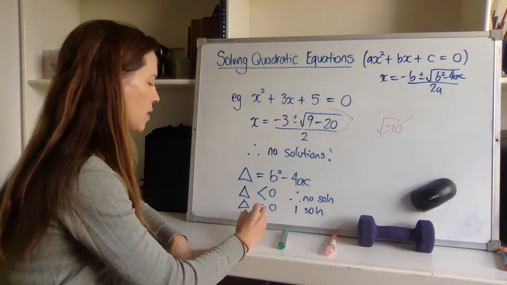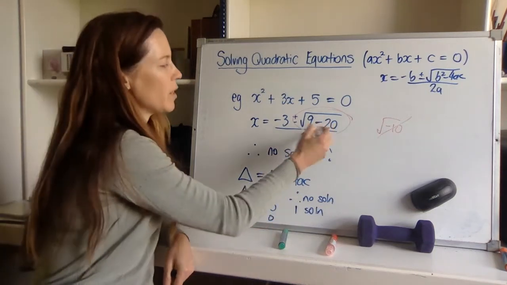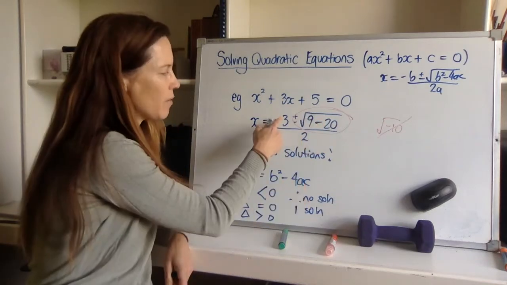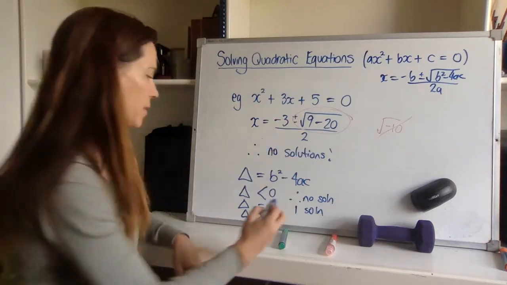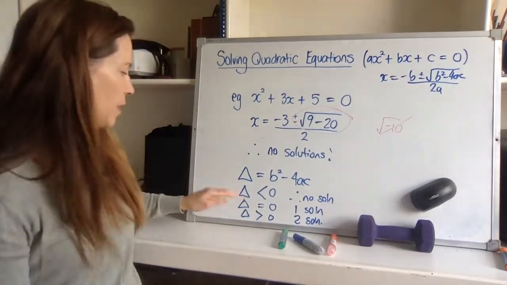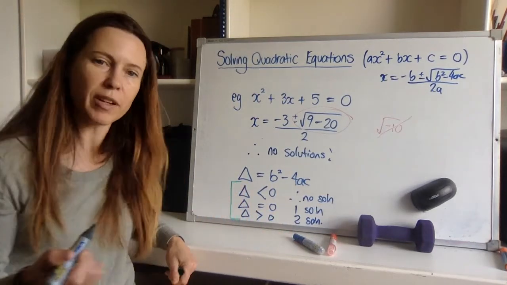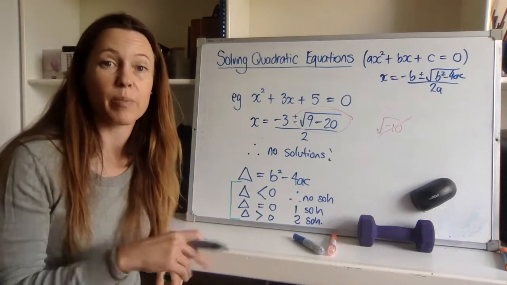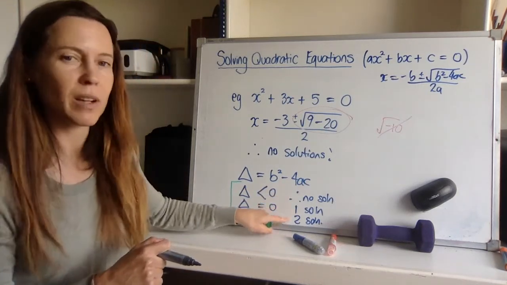Whereas if the discriminant is greater than 0, like it was in the last example, then we're going to get an actual number here. And when we have this number plus it or minus it, we're going to get 2 answers. So that gives us 2 solutions. So just be prepared for all 3 of those situations to occur. And when we get to graphing quadratic functions, this will make a lot more sense when we're looking for x-intercepts and we find that there might not be any, there might be 1 or there might be 2.